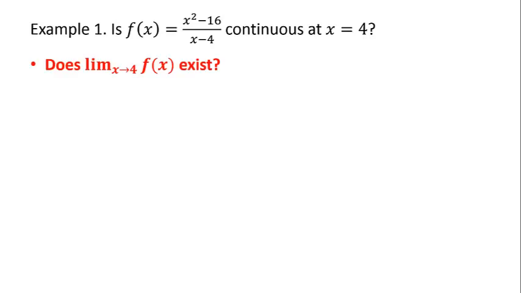Using our definition of continuity, we will first check whether the limit of the function exists as x approaches 4. Recall that our first step in computing a limit is always to evaluate. When we plug in x equals 4, we get (16 minus 16) divided by (4 minus 4), or 0 divided by 0. We must go on to determine whether the limit exists.